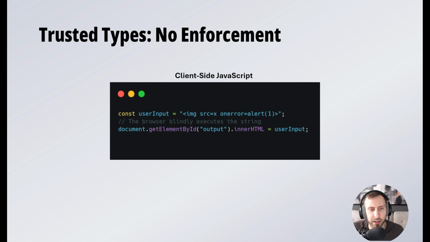So this is a classic example of client-side JavaScript, and let's say we have some user input, and you can see that in this case I'm just setting it to a static string. But if you do actually have a user input, that's going to be pulled from somewhere. And in this example, of course, it's a classic payload. And so the situation is you're using inner HTML, you set it, and the payload executes. This is what trusted types is trying to prevent.